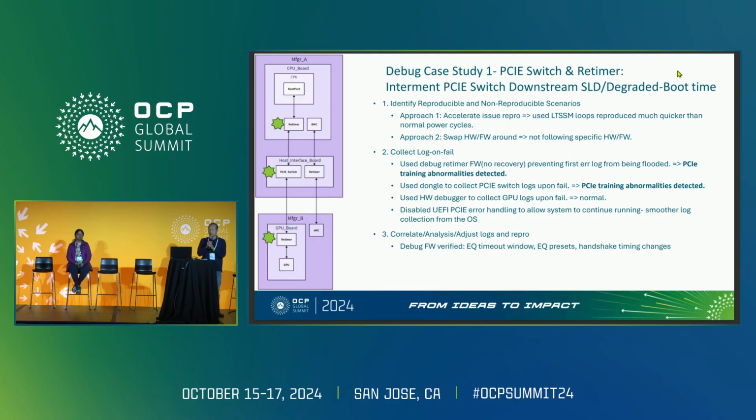So what we see is the PCIe switch downstream port. We see a surprise link down. And sometimes we see the switch was only trained at Gen 1. It's lost the downstream devices. So that is a boot time problem.